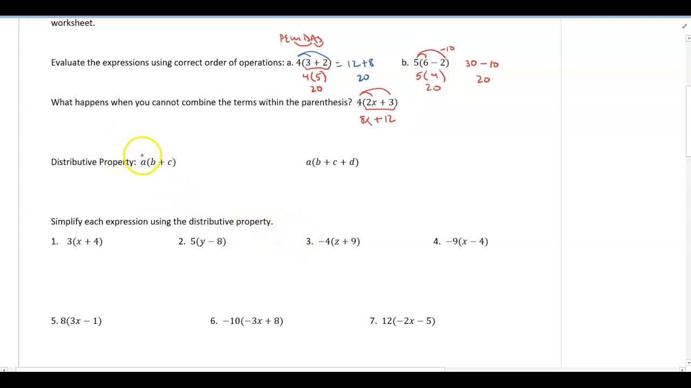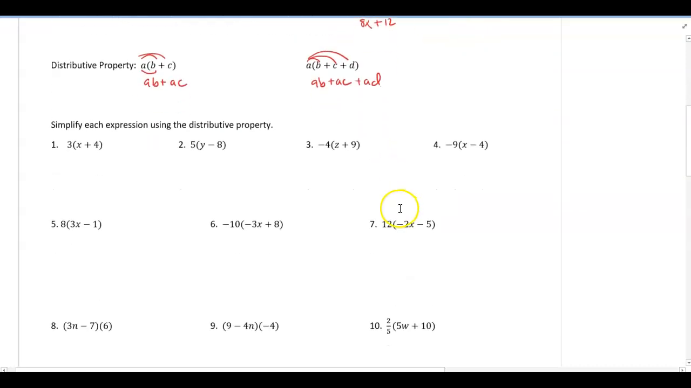So the distributive property is basically saying if you have a term multiplying some quantity, you distribute that term to each term inside the parentheses. So A times B would be AB, A times C would be AC. If I have more than two terms, it would just be A times B is AB, A times C is AC, A times D would be plus AD. And remember, if we multiply and get a positive, we add. If we multiply and get a negative, we subtract.